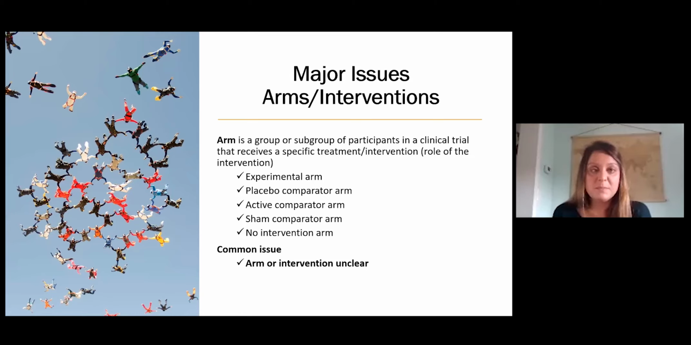So it could be an experimental arm, placebo comparator, active comparator, sham comparator, or no intervention. And in this section, a lot of records just have unclear interventions or arms, or they're missing one part of the whole complete section of the record.